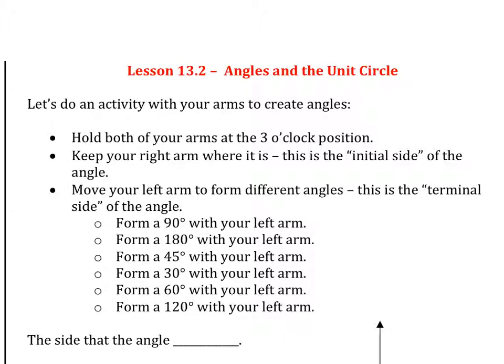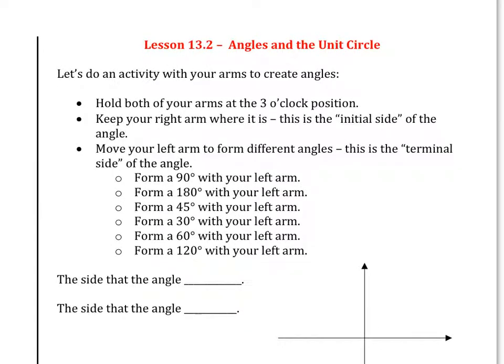Okay, very good. 45. You guys are good. 30. Okay, a little shorter. 60. 120. Okay, I'm going to do a trick question. Negative 90. What's negative 90?